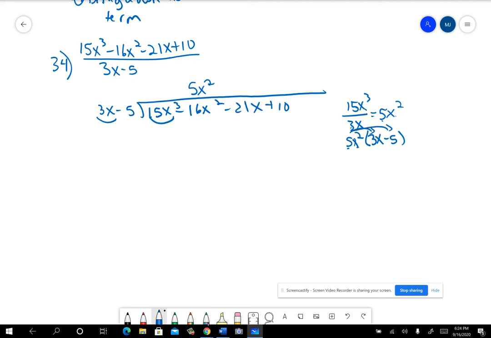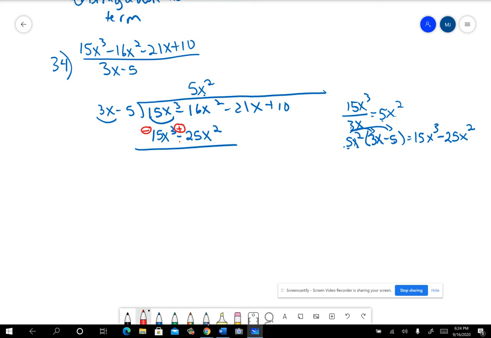5x squared times 3x would be 15x to the third, and then 5x squared times negative 5 would be minus 25x squared. Okay, so when you do the 5x squared and you multiply it back, you got 15x to the third minus 25x squared. Okay, so that's the multiply back step. All right, the third step is when you do your subtracting. So you're subtracting that second polynomial from what you see above. Okay, so subtracting the polynomials. So we're going to do minus this, and then minus a negative 25 would become positive.